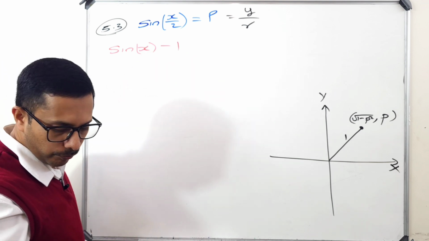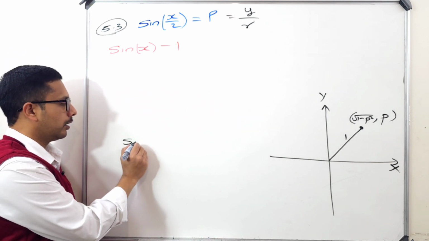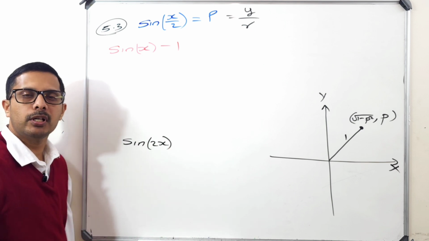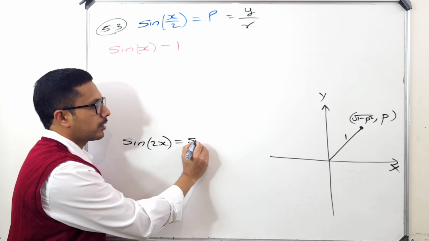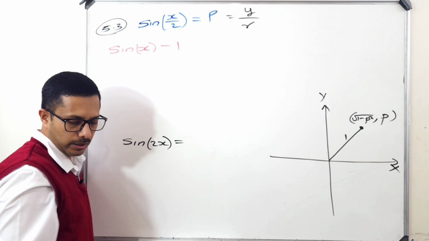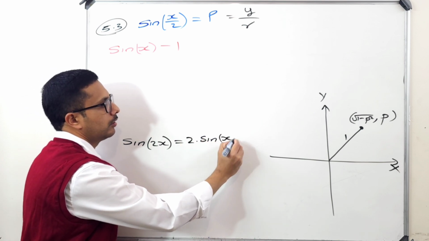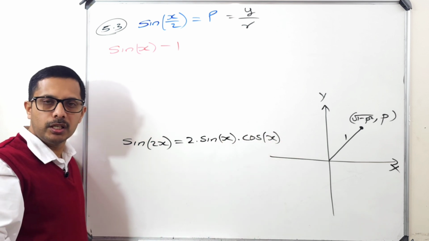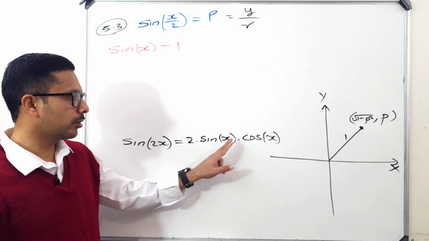Okay, so before I go to that one, you studied the double angle of sine 2x. What is the answer? It is sine, sorry, there is a 2 before that. Okay, so what is the answer? 2 times sine x times cos x, am I right? Okay, so the double angle of sine 2x is 2 times sine x cos x.